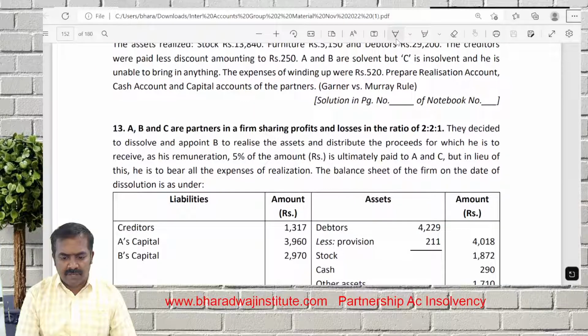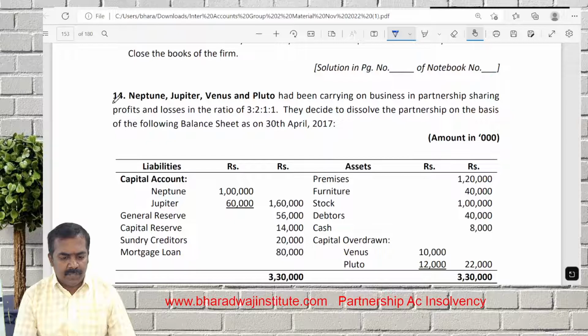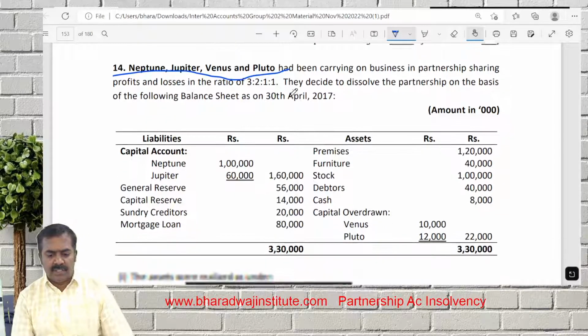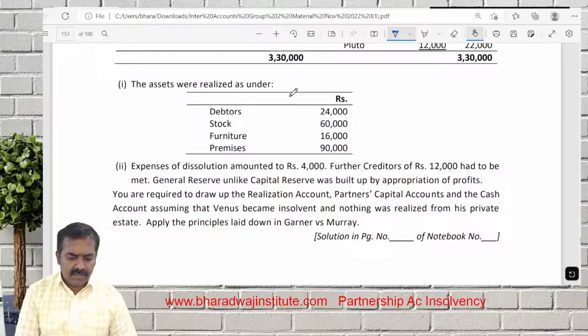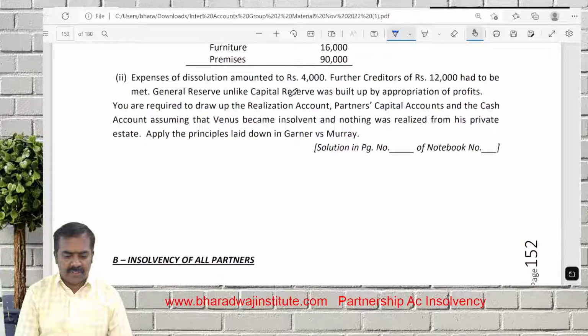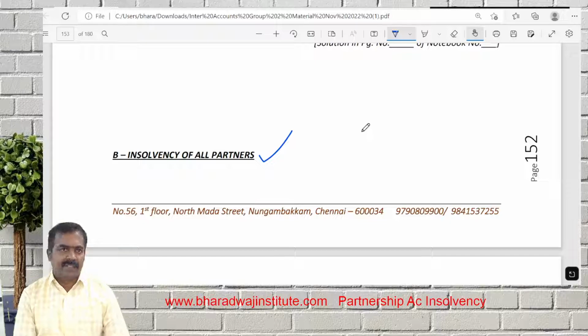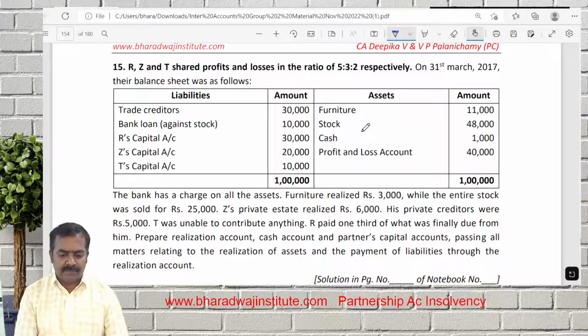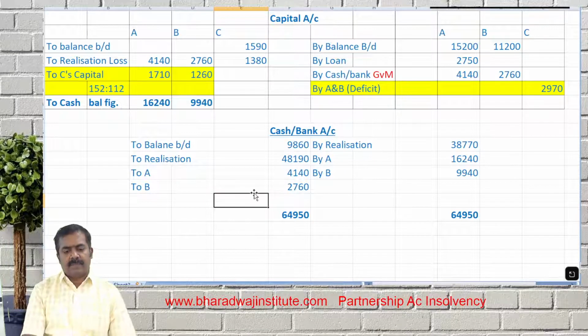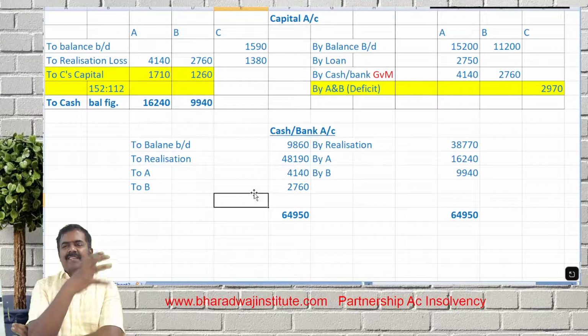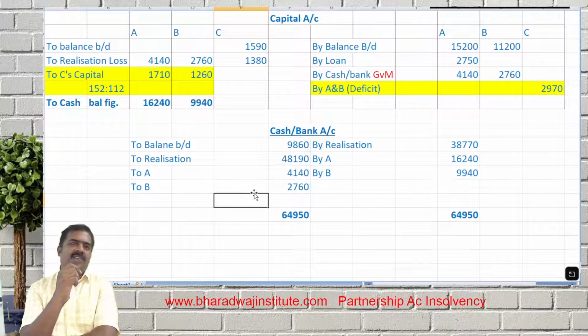Thirteenth question you are going to solve at home. And 14th question we'll do in the class. And of course, after that we'll go for a break. Then we'll do which one? Insolvency of all partners, which means insolvency of the firm. Insolvency of the firm is a very small one. It will take only 2 minutes for you to understand.